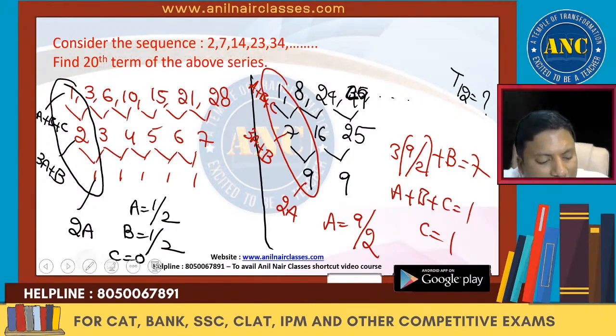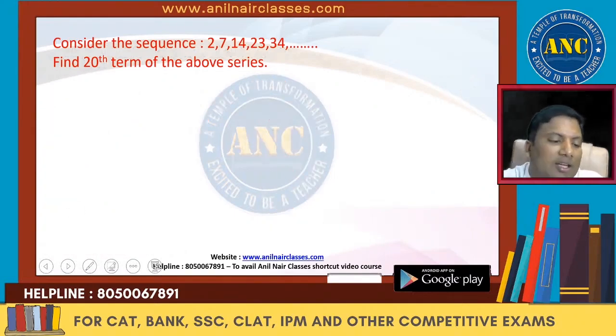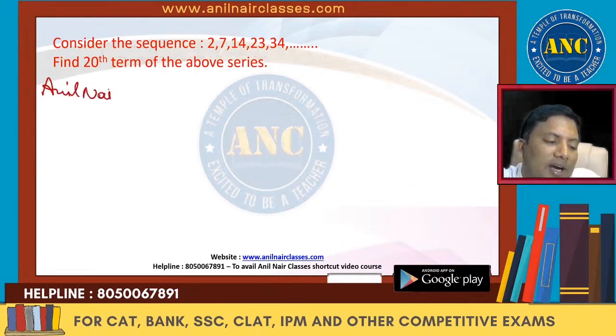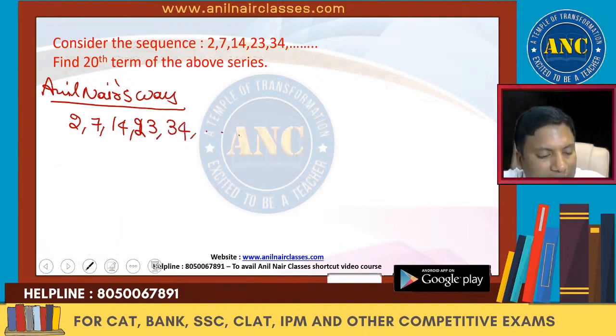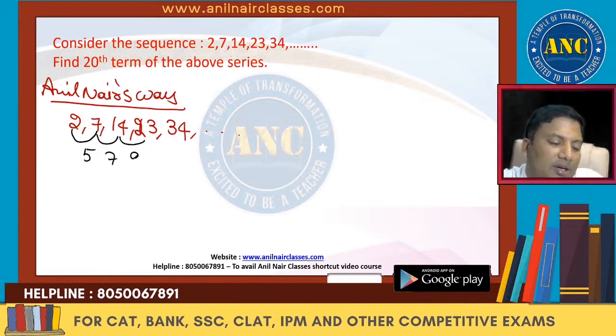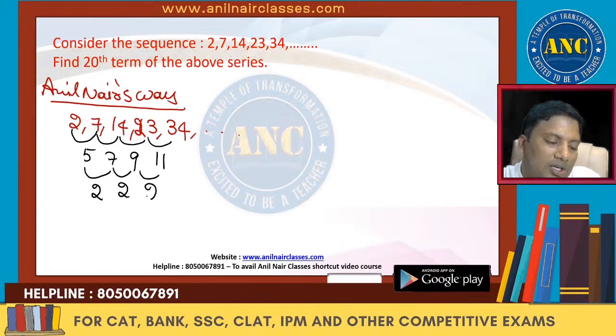Now is there any other way that you can do it? There is also another way. Now see here. How to write down the answer very easily, Anil Nair's way. Let us see. Suppose this question: 2, 7, 14, 23, 34 and so on. How to write down the answer? The differences are 5, 7, 9, 11. Till here clear, right? And these are nothing but 2. Here it is 2, here it is 2.